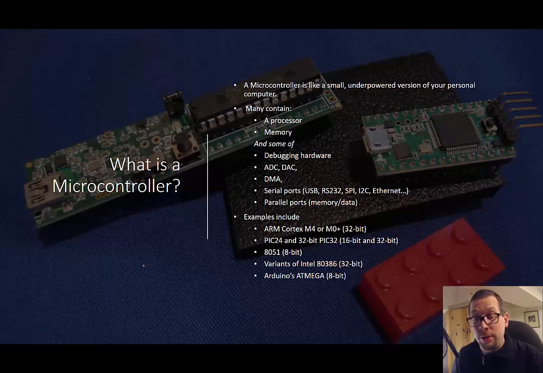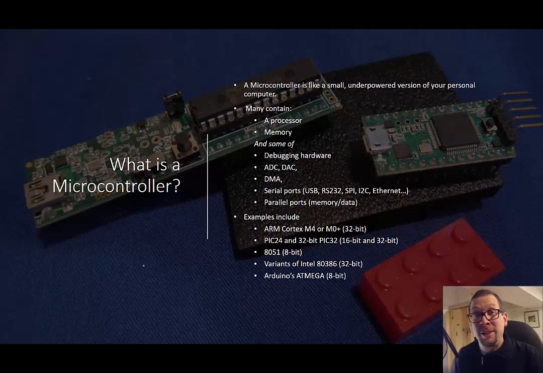Examples of microcontrollers include the ARM Cortex M4 or M0 Plus, and you can get these from a multitude of vendors like TI or Freescale and NXP. There's the 16-bit PIC24s and the 32-bit PIC32s, and these are from Microchip, which actually now owns AVR. You've got the 8051s, which are a classic 8-bit microprocessor in a variety of packages and capabilities by companies like Silicon Labs. And again, very capable. You can do a lot with these 8051s. Don't let the 8-bits fool you. You can do a lot of really interesting things with them.